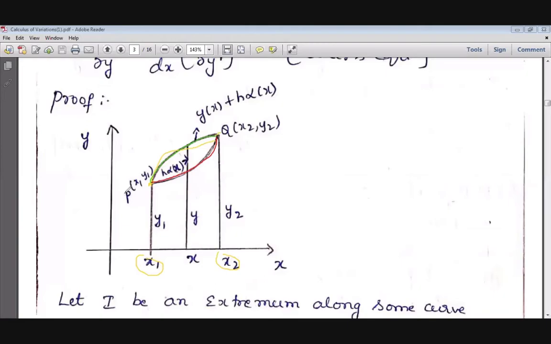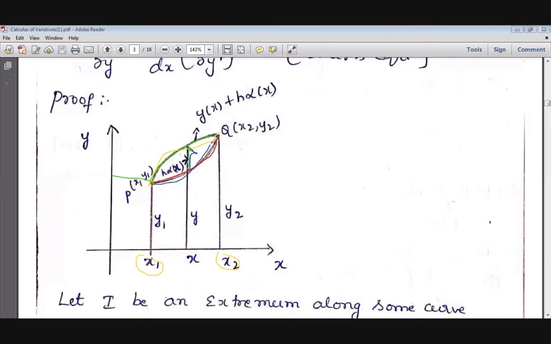This point is represented by P of x1, y1, correct? The y1 value is this, the x1 value is this, you know this. Then this point is represented by Q equal to x2, y2. Then this curve is y of x plus h alpha of x. Let this length be h into alpha of x.